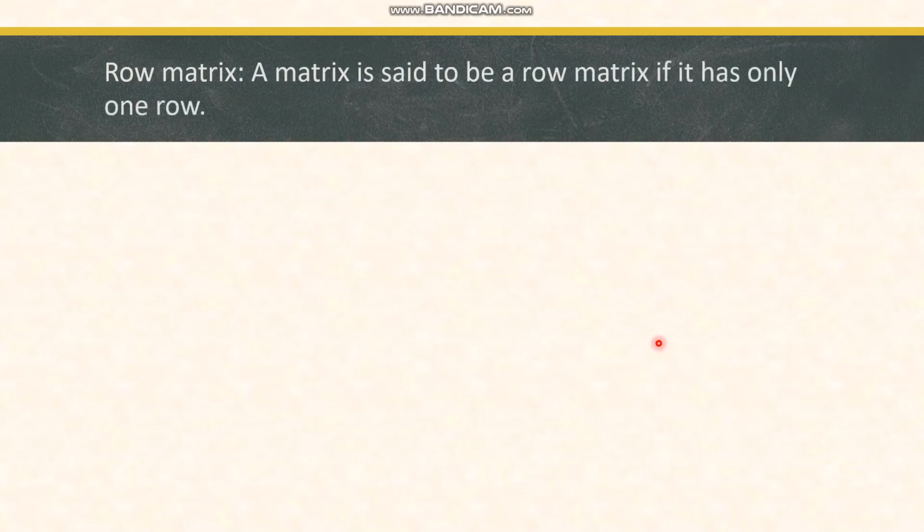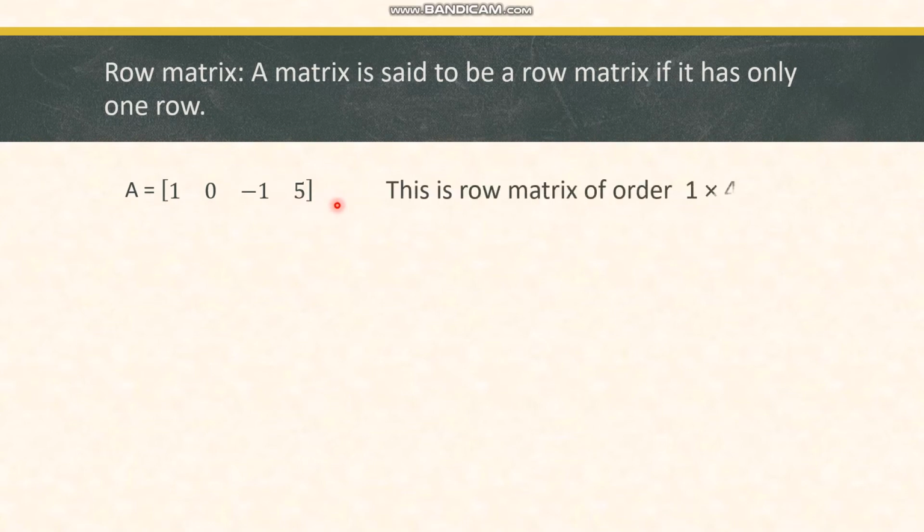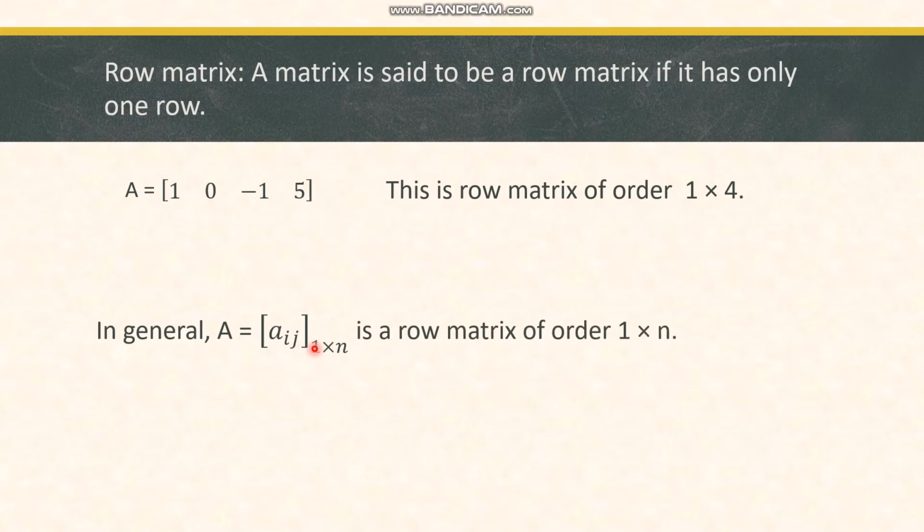Second one is the row matrix. A matrix is said to be a row matrix if it has only one row. For example, 1, 0, minus 1, root 5. It has only one row and it has 4 columns. So it is a matrix of order 1 cross 4, 1 by 4. So in general, a row matrix A equal to aij is 1 by n because it has one row and n columns, and its order is 1 by n.